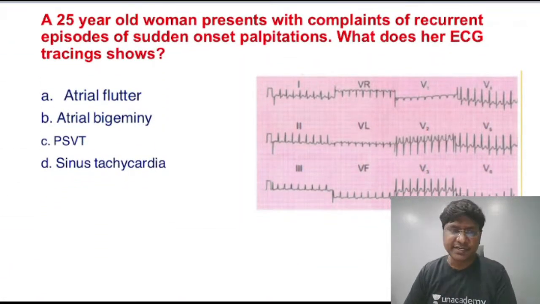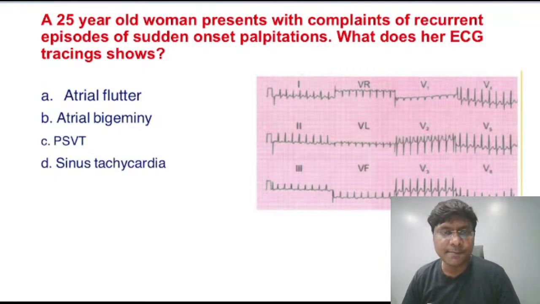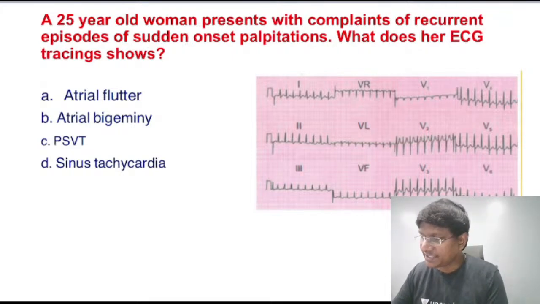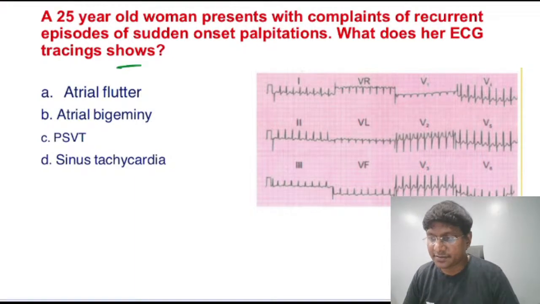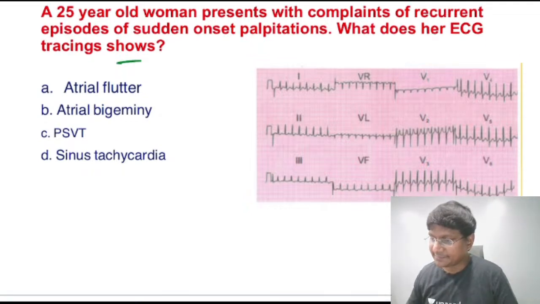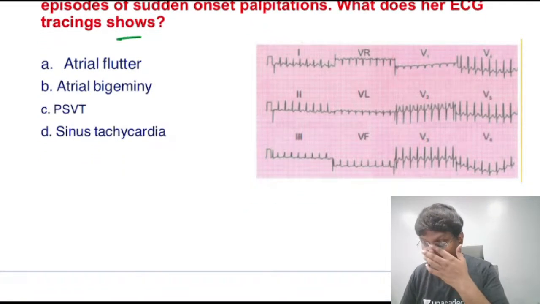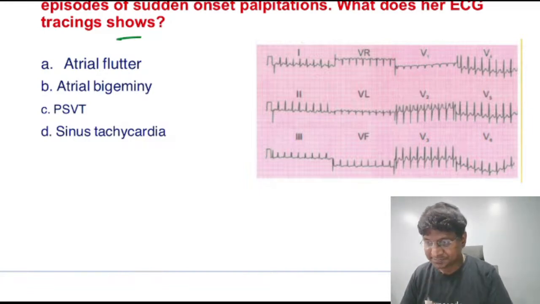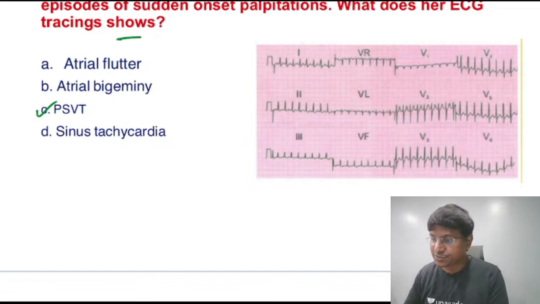Okay, very simple and easy question, and you should not miss this question. A 25-year-old woman presents with complaints of recurrent episodes of sudden onset palpitations. What does her ECG tracing show? Atrial flutter, atrial bigeminy, paroxysmal supraventricular tachycardia, sinus tachycardia. Right, so the answer is PSVT, paroxysmal supraventricular tachycardia.